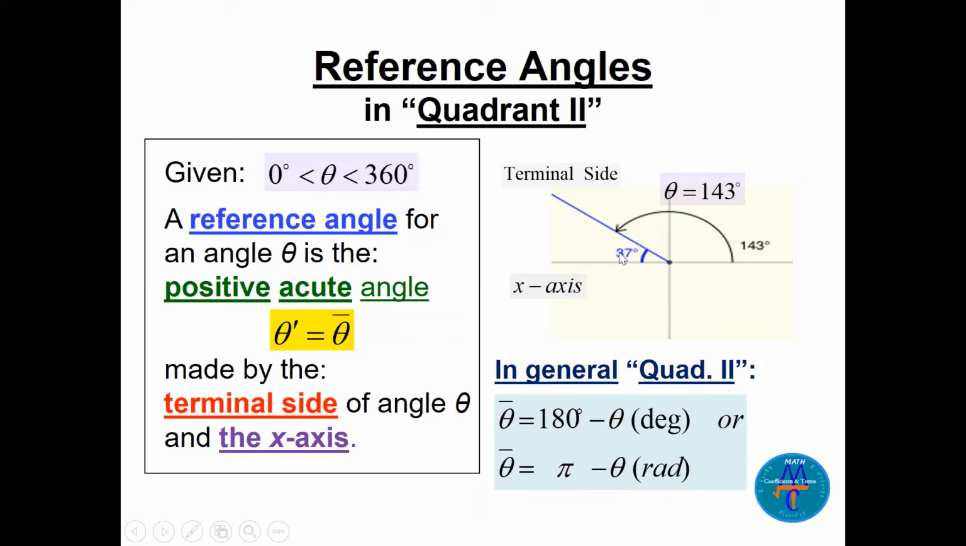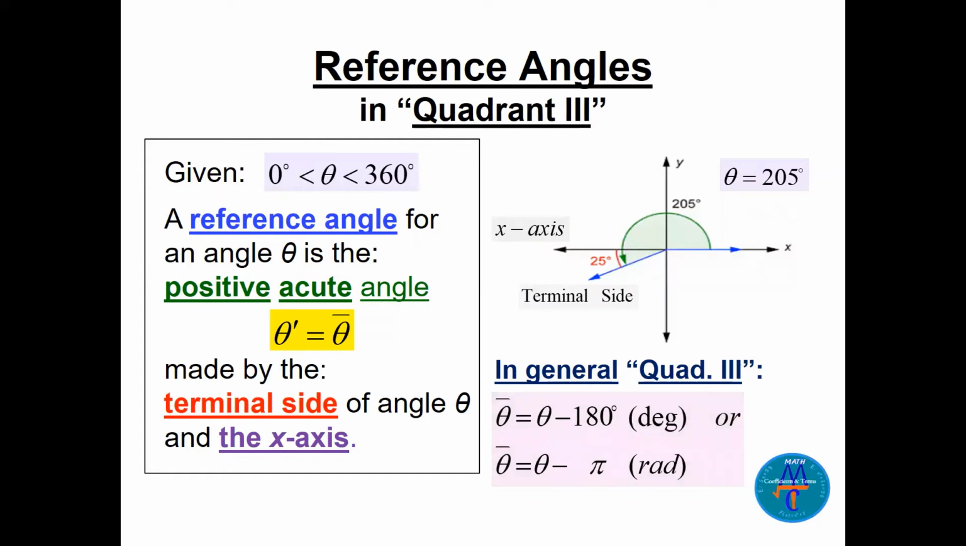Now we need the reference to use it in other questions. Let's see the reference in quadrant 3. Same definition here. Suppose we have an angle 205. For sure, this angle is in quadrant 3. Now, what is the reference? This is the terminal side, the blue one, and the x-axis. We never use the other one. So in quadrant 3, the reference angle is theta itself, 205, minus 180. You have to be careful when you remember the formulas.